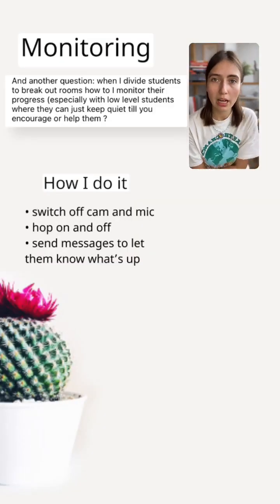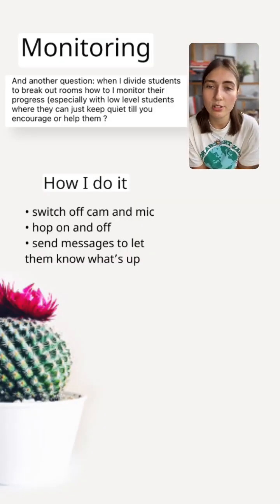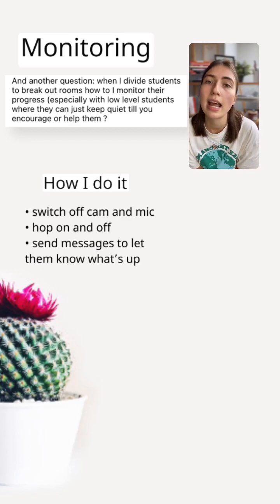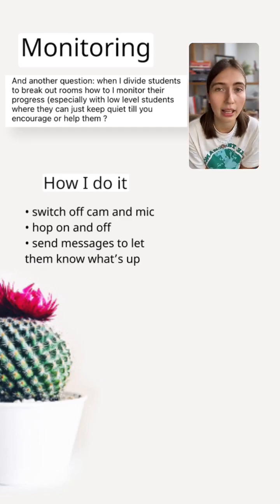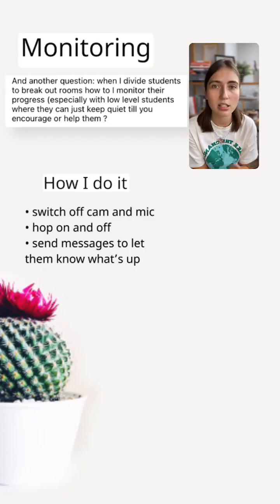It was about monitoring. So when I divide students in pairs and breakout rooms, how do I monitor their progress, especially if they're lower levels and they just keep quiet unless you are there to help them and encourage them? So how do I do it? Again, it's not the only way to do that, but this is what I do.